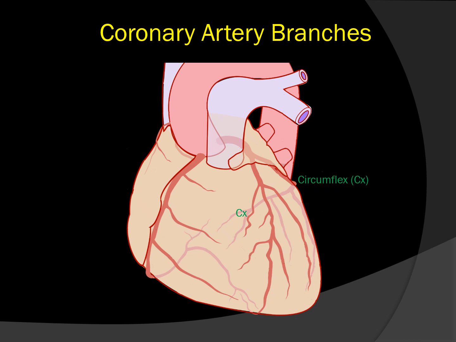The left circumflex artery is the second of the two main branches off the left main coronary artery. This artery runs down the intraatrial groove laterally and wraps posteriorly as shown here. The circumflex artery gives off marginal branches as shown here. These can be labeled M1 and M2.